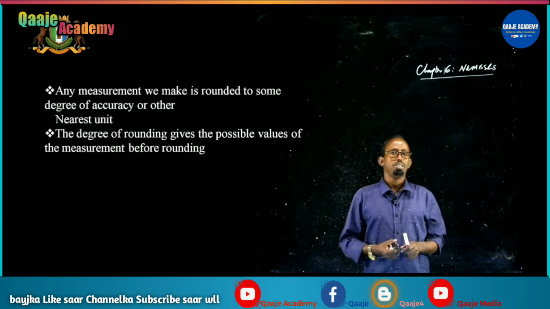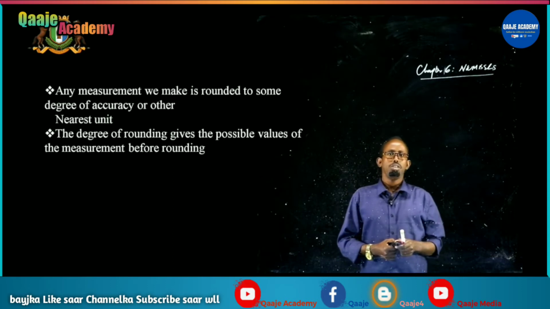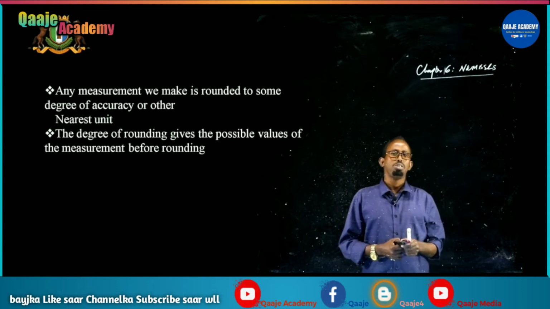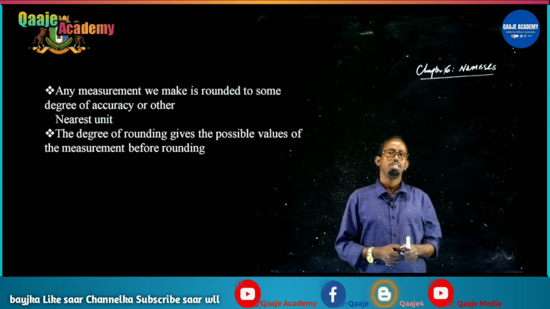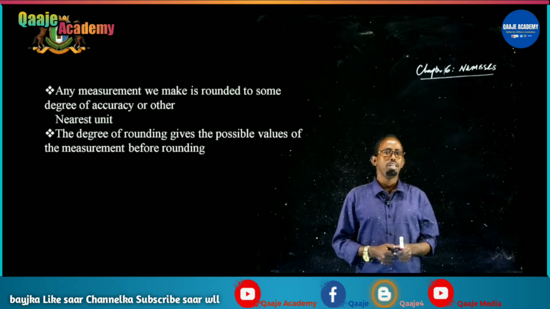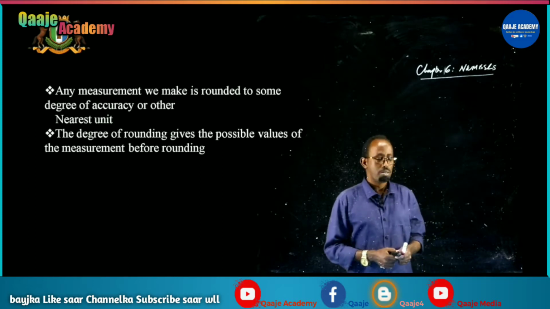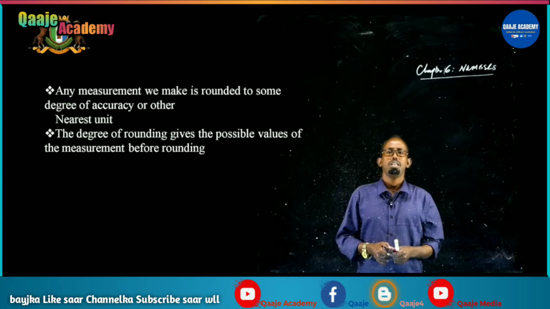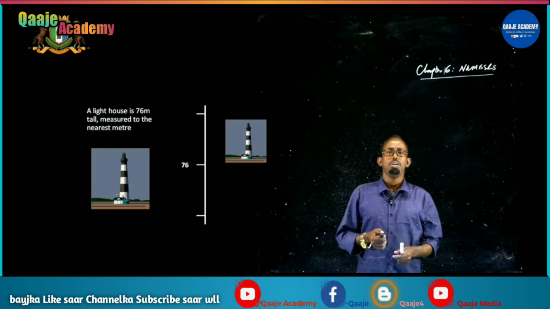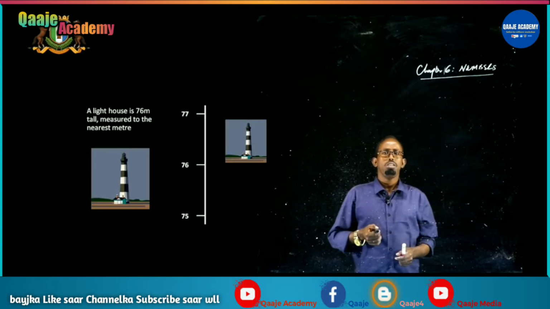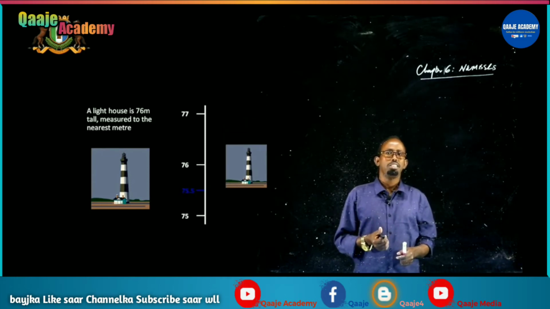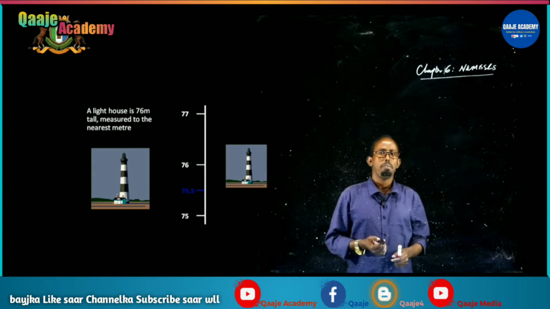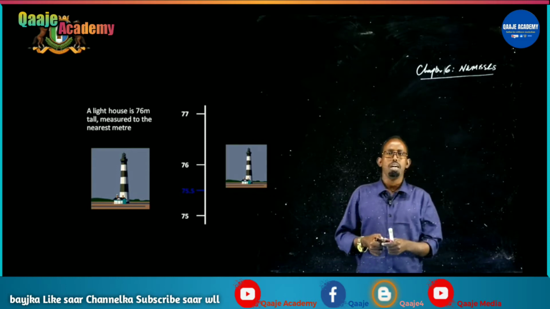Now, any measurement we make is rounded to some degree of accuracy. The degree of rounding gives the possible values of the measurements before rounding. Now, this is an example. A lighthouse is 76 meters tall, measured to the nearest meter.